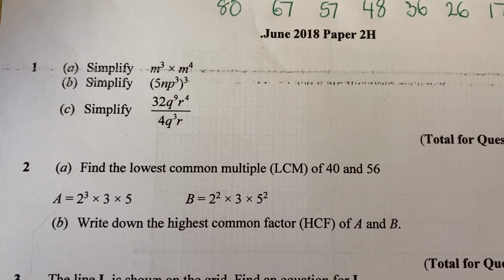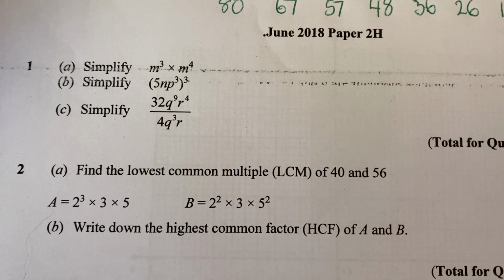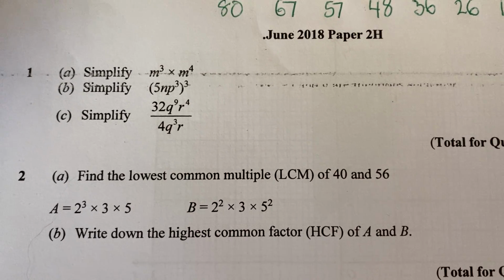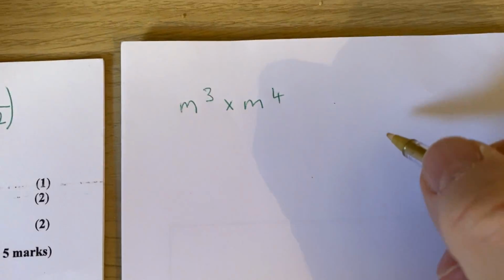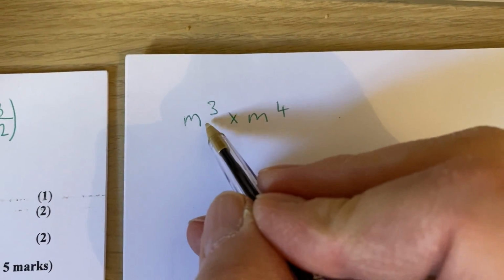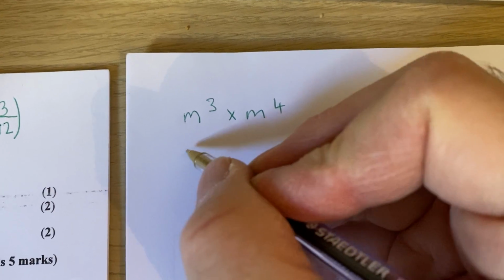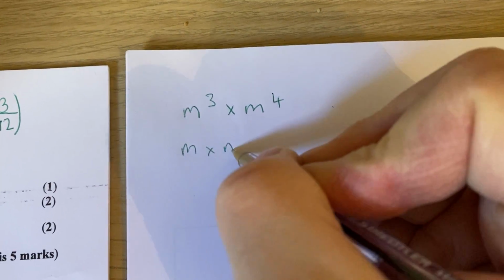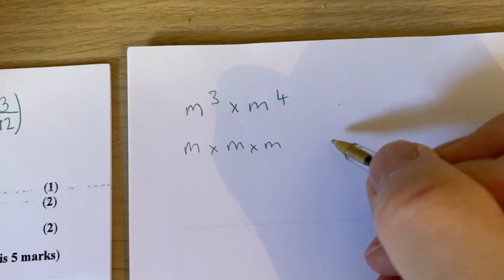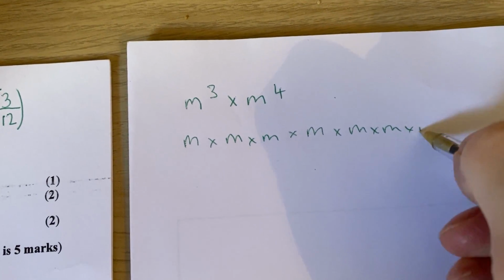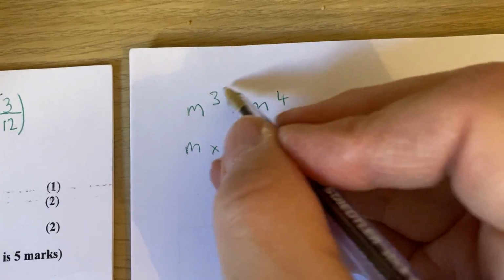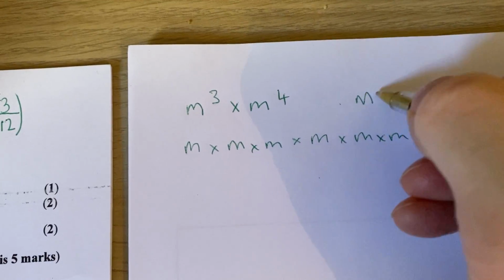So we look at the first question. It says m to the power of 3 times m to the power of 4. In order to do this, it literally means m times m times m, as you should know by now, and then you're doing that another set of 4. As you can see, you then add those powers together, so it becomes m to the power of 7.